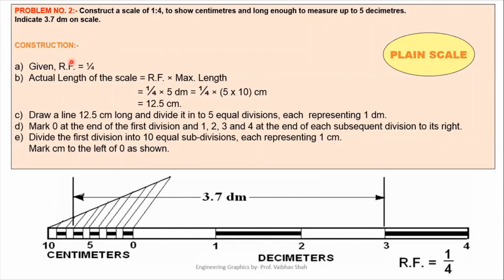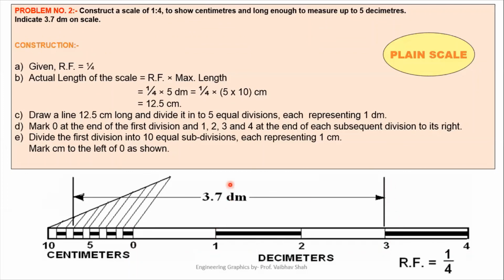Now here we have to indicate 3.7 decimeters on the scale. So 3.7 decimeters means 3 is your primary unit, and after your decimal point you have 7 as your secondary unit. So we'll be using this primary unit to measure 3, and for 7 we'll be using this secondary scale. So let us first identify 3. So 0, 1, 2 and 3. So draw one vertical line, and this will identify 3 decimeters.